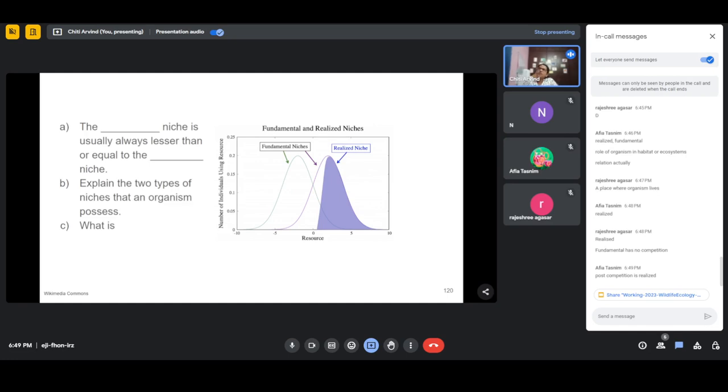Right, so the fundamental niche is actually any given space that a species can occupy or is suitable for it to occupy, right? So the realized niche has limitations. Okay, what do you mean by limitations?